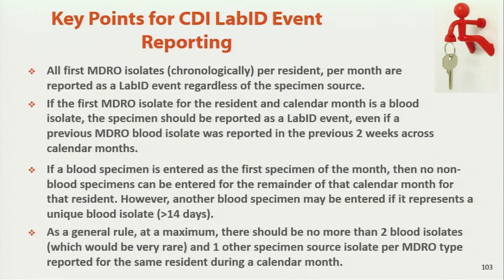However, if another positive blood culture does occur, it can be entered only if it was collected greater than 14 days after the most recent positive blood culture for that same organism. As a general rule, at a maximum, there should be no more than 2 blood isolates, which is rare, we don't see that very much, and 1 other specimen source isolate per MDRO per calendar month.